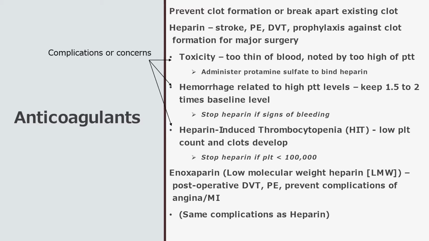So then here's your second one. So hemorrhage is also associated with anticoagulants related to a high PTT level as well. And if this happens, such as signs of bleeding, signs of hemorrhage, a firm abdomen, a firm leg, any area that it could be bleeding internally or externally, then of course we're going to need to stop heparin. And then there is heparin-induced thrombocytopenia.